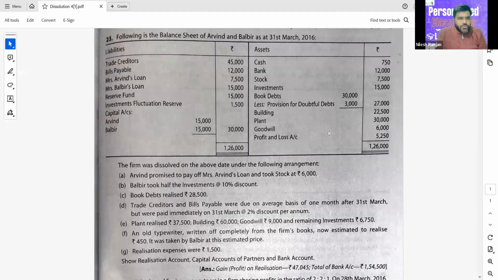Okay. So following is the balance sheet of Arvind and Balbir as at 31st March 2016. There are some assets and liabilities. In liabilities, there are trade creditors, bills payable, and loans. Actually, this is not Arvind and Balbir's loan. It is their wives' loan. You can see Mrs. Arvind's loan and Mrs. Balbir's loan.